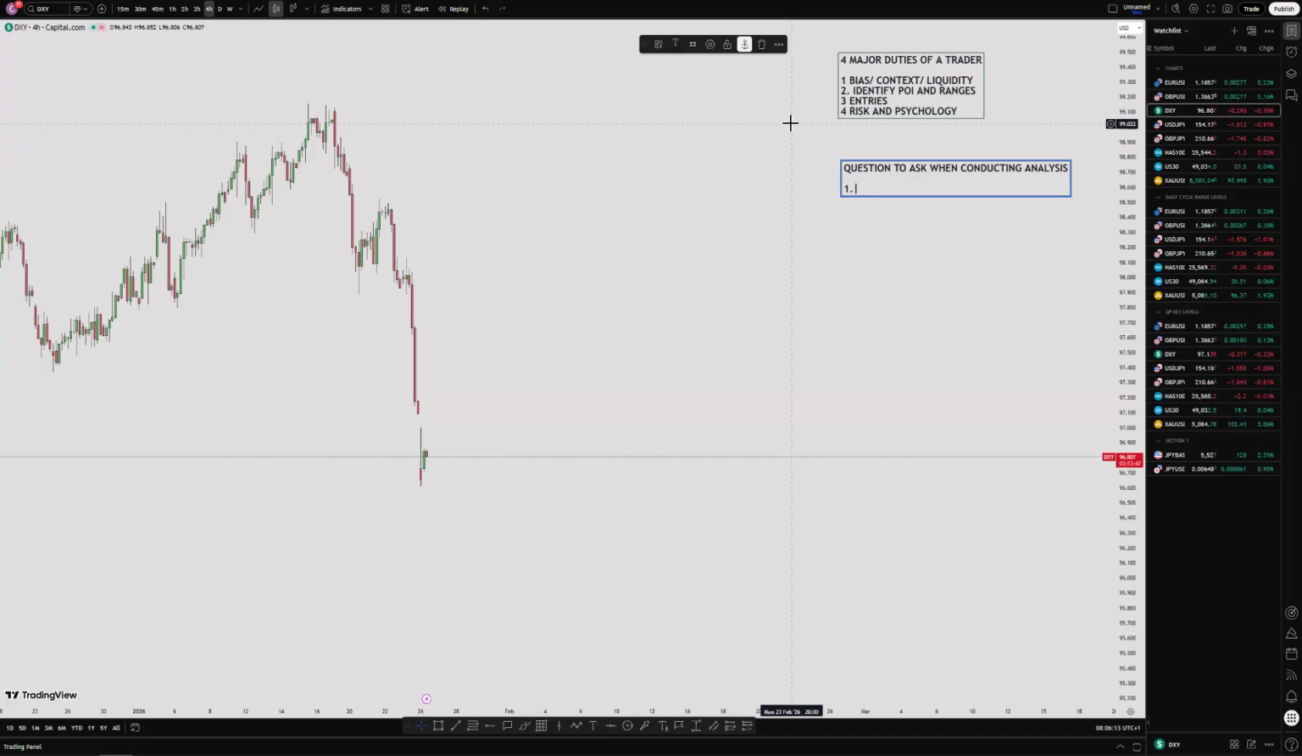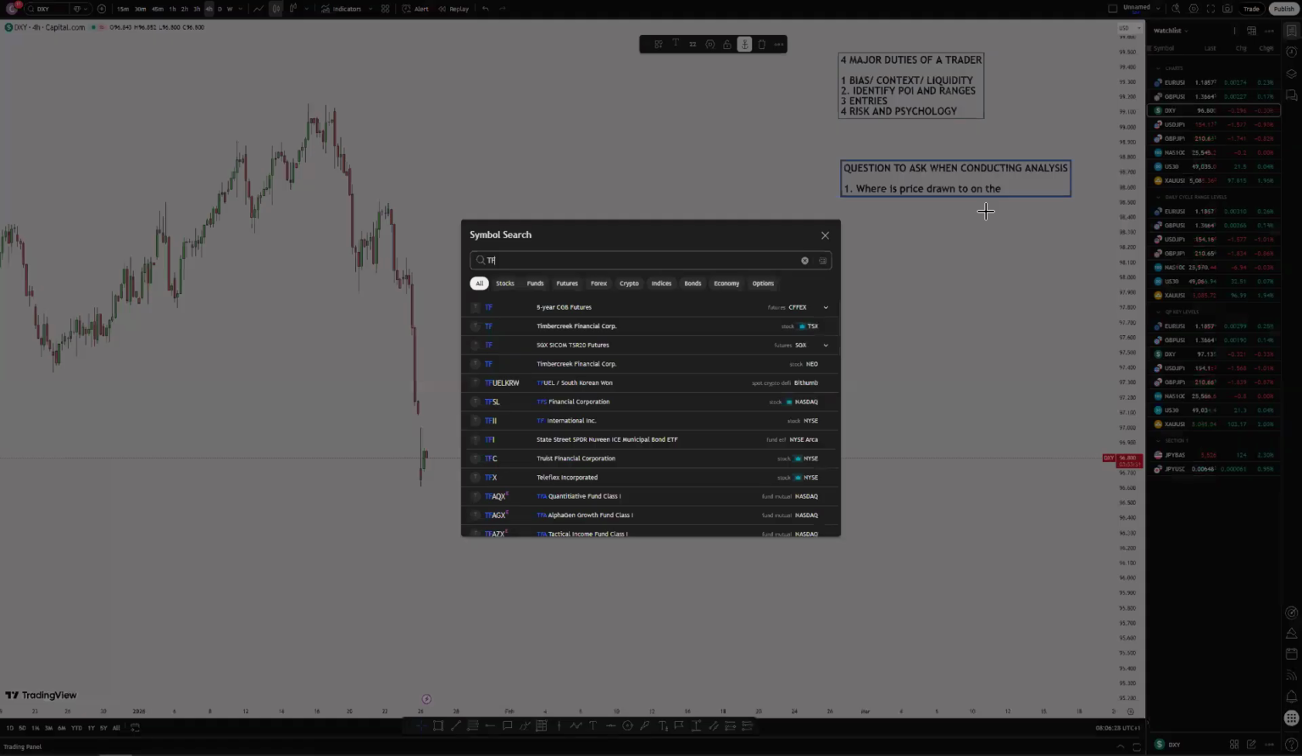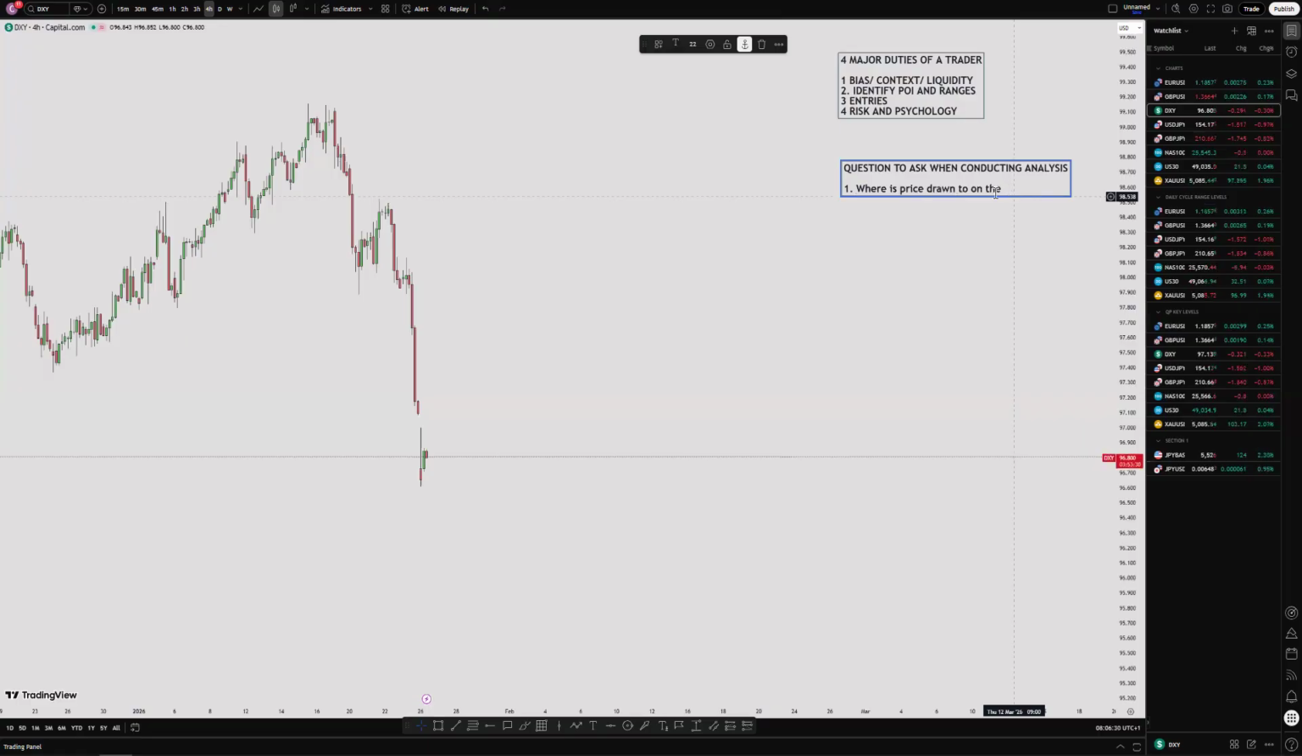Number one, you want to ask yourself, where is price drawn to on the higher time frame? Where is price drawn to on the higher time frame? The second question you want to ask yourself is, what liquidity is yet to be taken out?